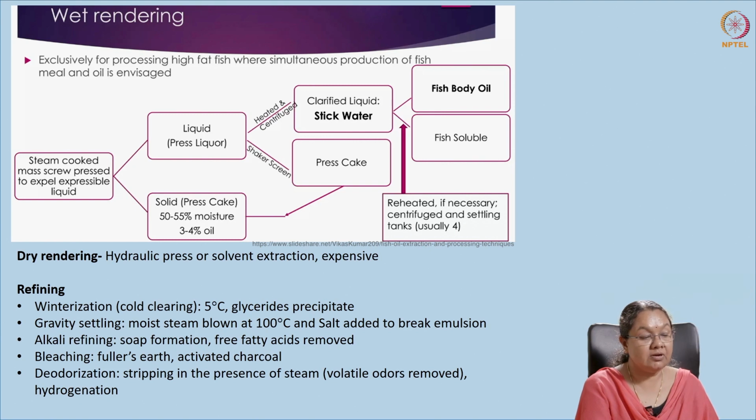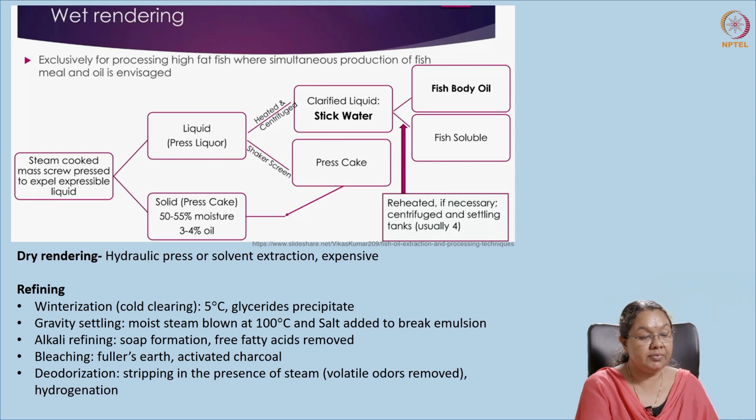And this process is called refining. Refining can be done in 5 steps. The first step is winterization, which is also called cold clearing. As the name suggests, the temperature is brought down. Here in this process, we bring the temperature to 5 degrees centigrade, which precipitates the glycerides. So this helps in clearing it.